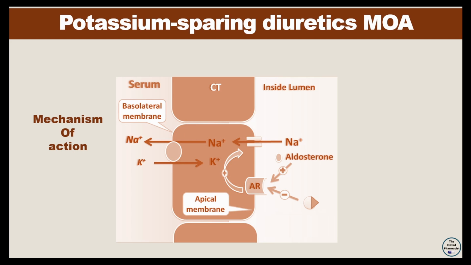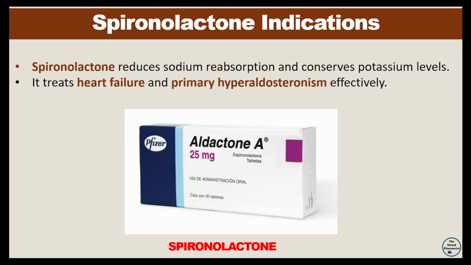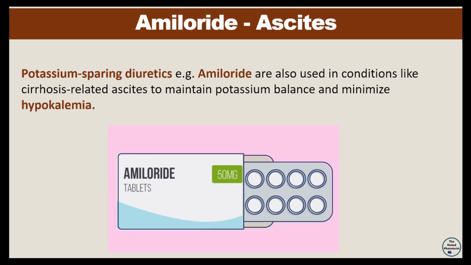Potassium-sparing diuretics act at the collecting ducts and counteract potassium loss by inhibiting aldosterone action or blocking sodium channels. For example, spironolactone, an aldosterone antagonist, reduces sodium reabsorption and prevents potassium excretion, making it invaluable in heart failure with reduced ejection fraction and primary hyperaldosteronism. This subclass is also used in conditions like cirrhosis-related ascites to maintain potassium balance and minimize hypokalemia.